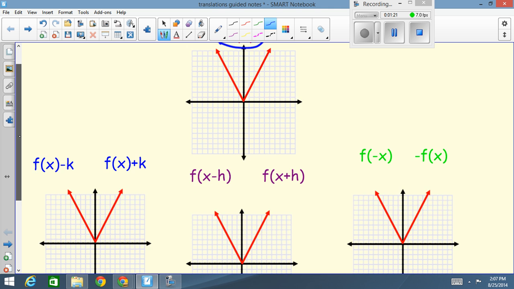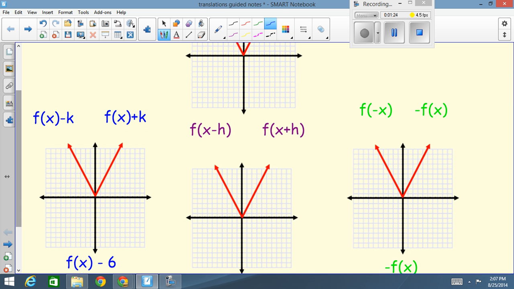So the first thing we're going to talk about is if a number is added or subtracted to the end of it. Okay? If a number is added or subtracted to the end of it, subtracting a number is going to slide the function down however many units. If a number is added to the end of the function, that is going to slide the function up however many units. Okay?